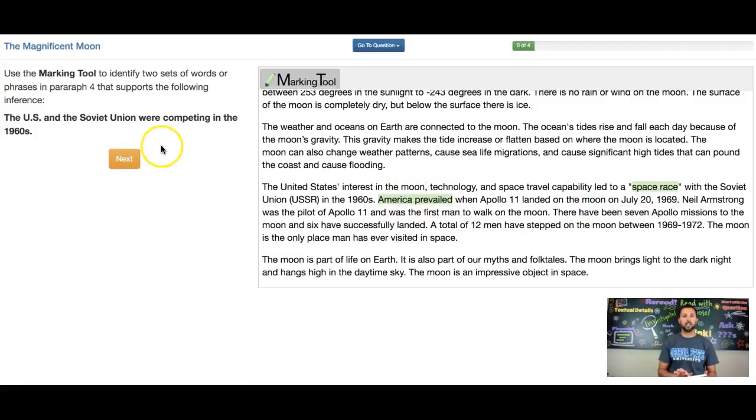And so I see space race and then I see America prevailed. And that tells me here that the US and the Soviet Union were indeed competing. And those are my two phrases or two sets of words and phrases that answer this question.